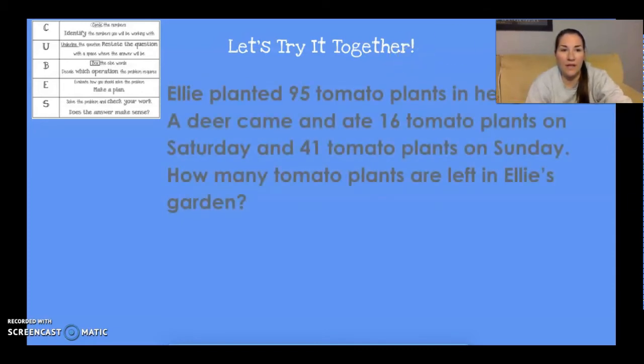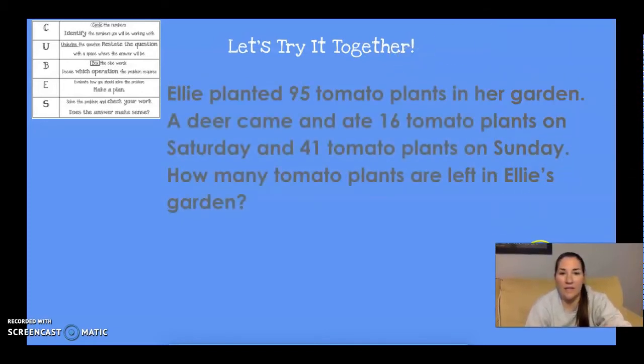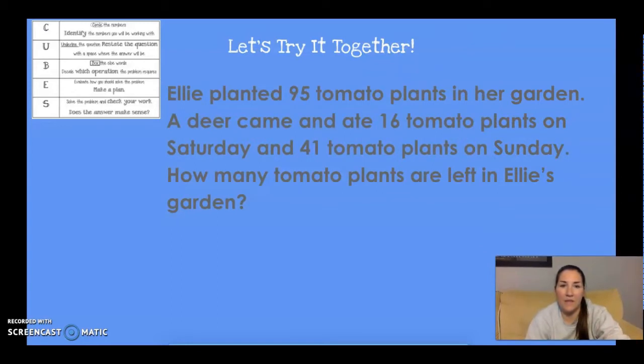So let's take a look at this one. It says, Ellie planted 95 tomato plants in her garden. A deer came and ate 16 tomato plants on Saturday and 41 tomato plants on Sunday. How many tomato plants are left in Ellie's garden? So we're going to use the cube strategy, so we're going to take time to go through each step.